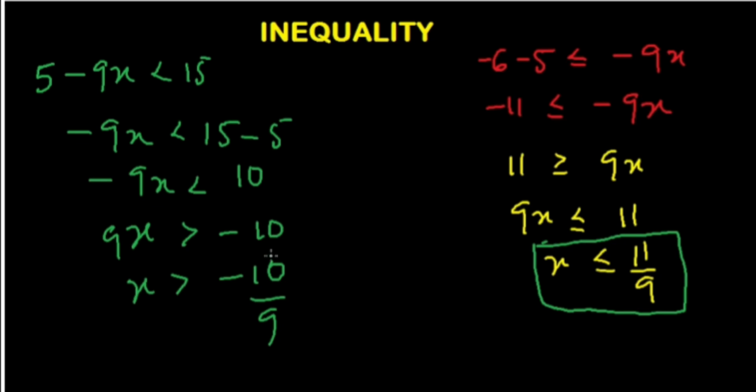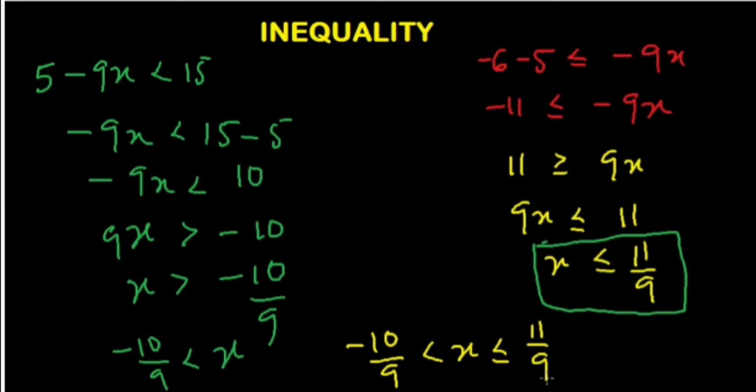Alright, so bringing everything together, this can also be written as minus 10 over 9 is less than x, isn't it? Good. So to bring the two together, I will now have minus 10 over 9 is less than x, less or equal to 11 over 9. That will be the final answer for this one. So that is all for now on inequality and how to solve inequality.